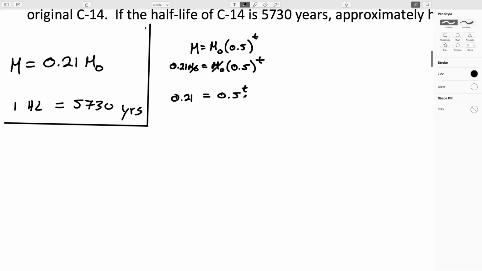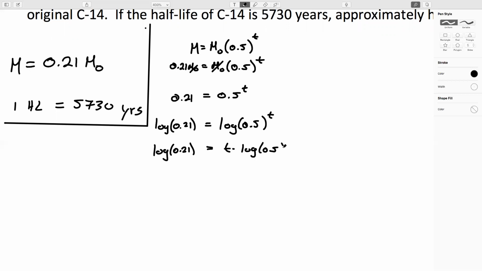Now we can do guess and check, or we can take logs of both sides. That's what we're going to do. So log of the left-hand side, log of 0.21, equals the log of the right-hand side, 0.5 to the power t. And now I can remove t from my exponent. So I can write log of 0.21 equals t times log of 0.5.